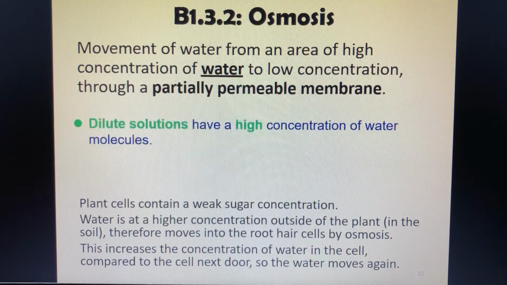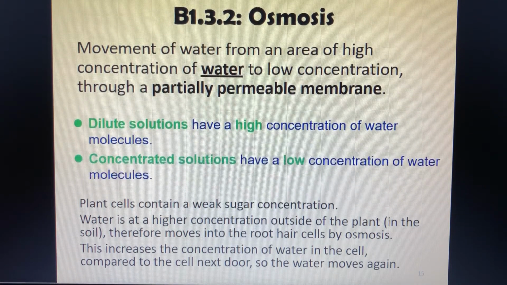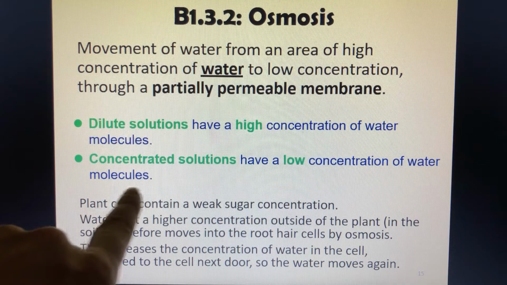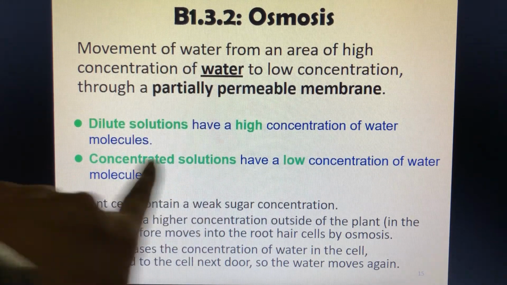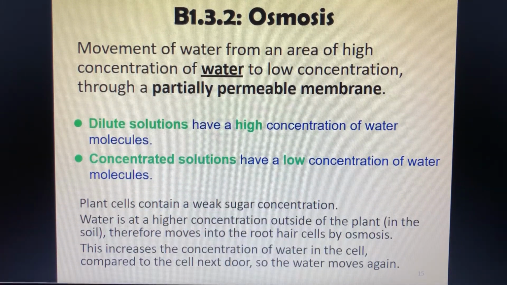Okay, and dilute, this is backing up what I said, the dilute solutions have a high concentration of water. So if we just say from high to low, that's like getting ourselves jumbled up the wrong way. Okay, so if you were a concentrated solution, it means you've got a low concentration of water.